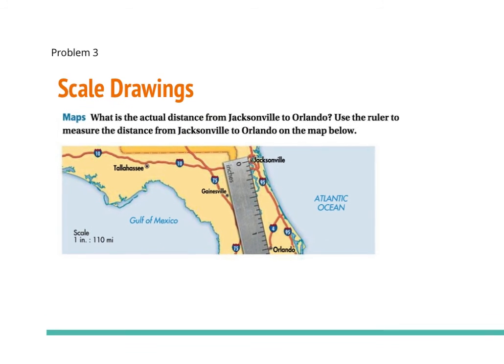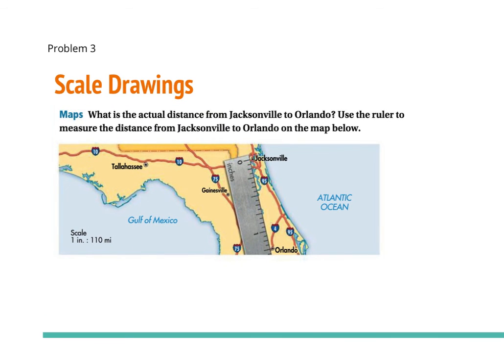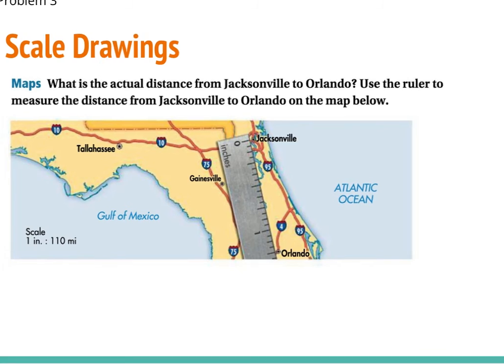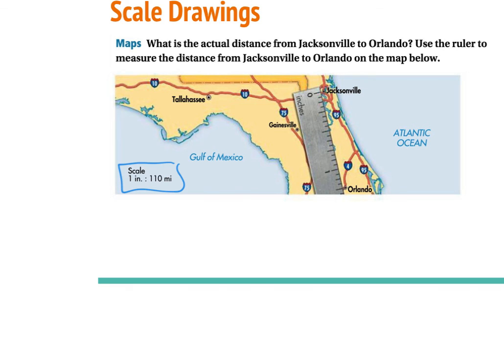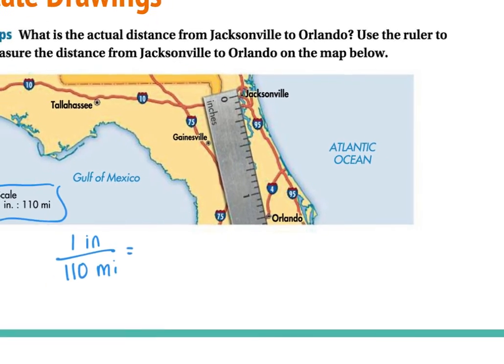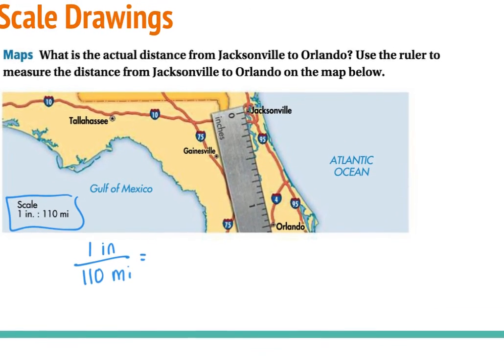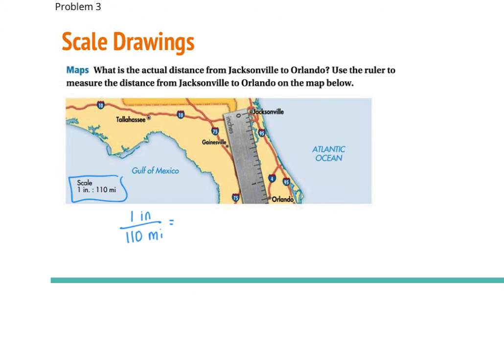All right, so scale drawings. Maps: what is the actual distance from Jacksonville to Orlando? Use the ruler to measure the distance from Jacksonville to Orlando on the map. All right, well, here's our scale over here on the left side, okay? And whenever you're given a scale, all you want to do is just write it as a fraction. So it's 1 inch over 110 miles. And that will always be the left side of your proportion, because we know that. Now the right side of our proportion, it gives us a ruler. So we're going to know how many inches it is from Jacksonville to Orlando, and that will help us calculate how many miles it is, okay? So we already know that x is going to be the number of miles, because that's what we're trying to figure out, the actual distance between Jacksonville and Orlando.